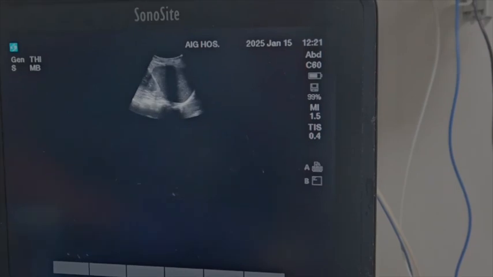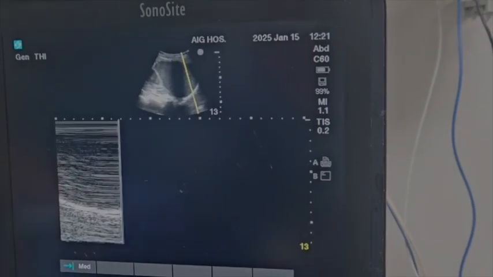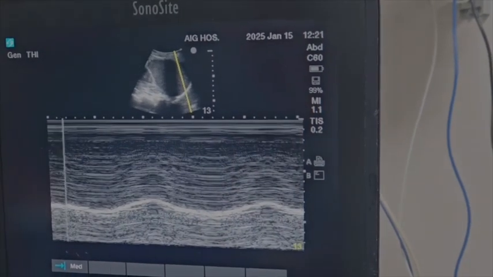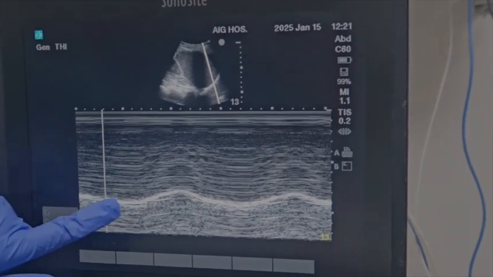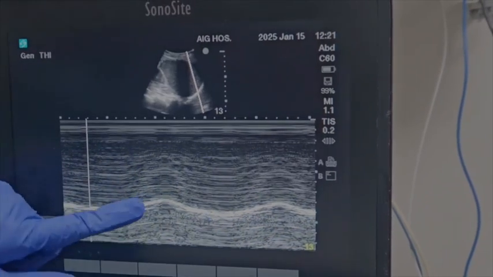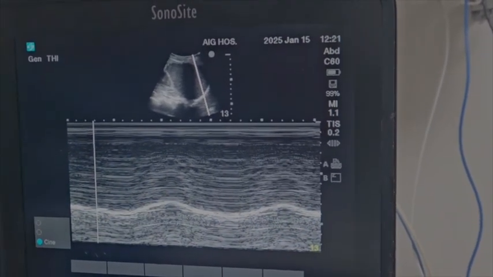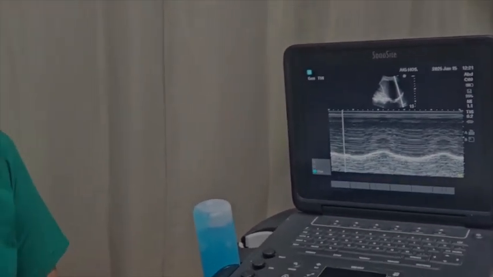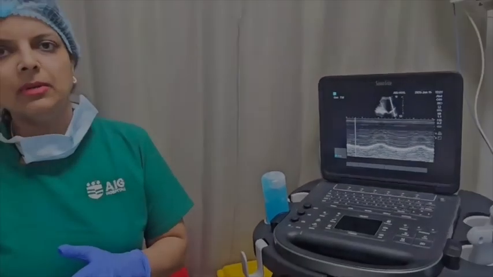I put the M mode on. Now I'm going to measure the inspiratory amplitude. So I'm freezing it. This is the diaphragm which is moving with time. Here I'll measure the inspiratory amplitude. Usually the inspiratory amplitude is more than 10 to 20 mm in a normal individual. If it is less than 5 mm, it is pathological.